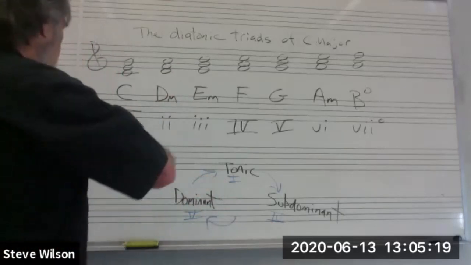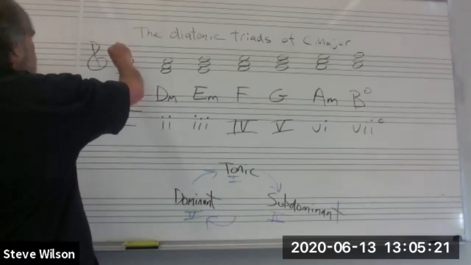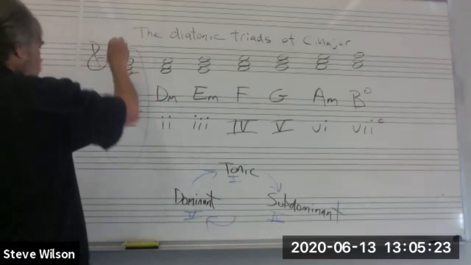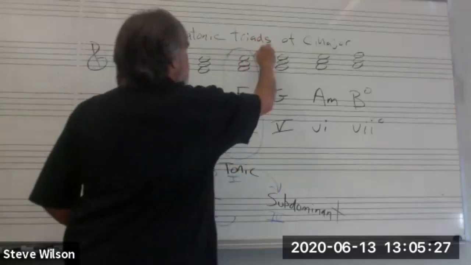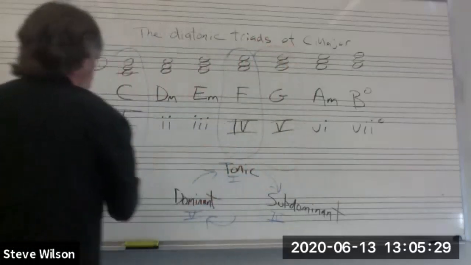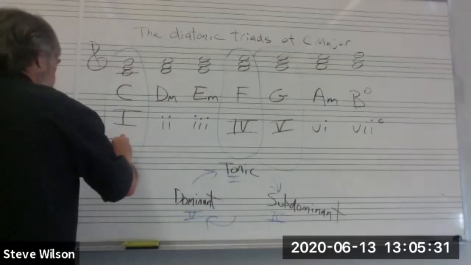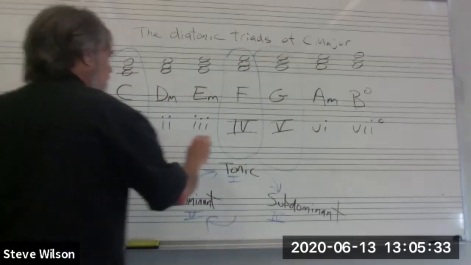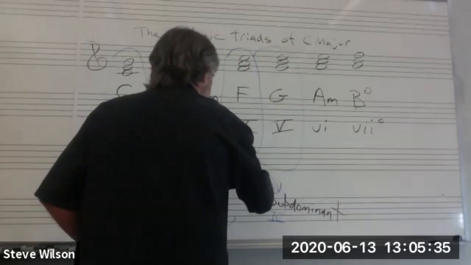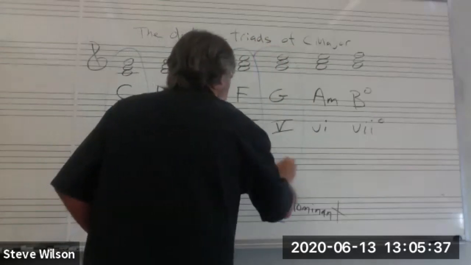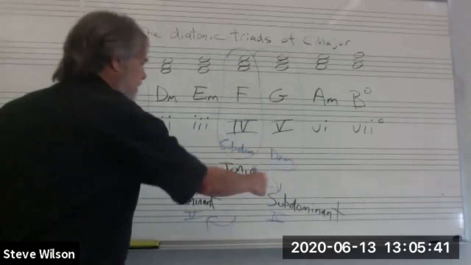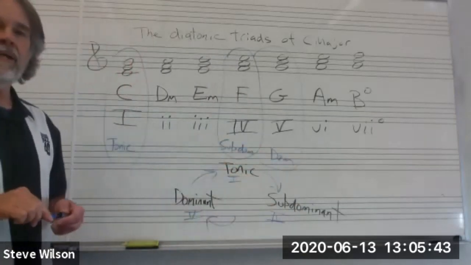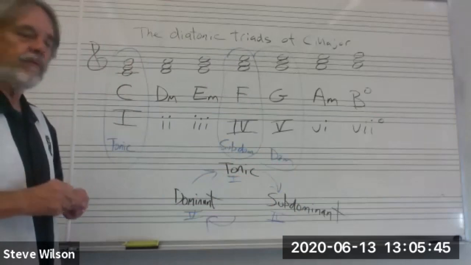So let me just mark these actually here. The 1 chord, the 4 chord, and the 5 chord. This one is tonic. This one is subdominant. And this one is dominant. Tonic, subdominant, dominant. And they move generally in that direction, not always, but in that direction.